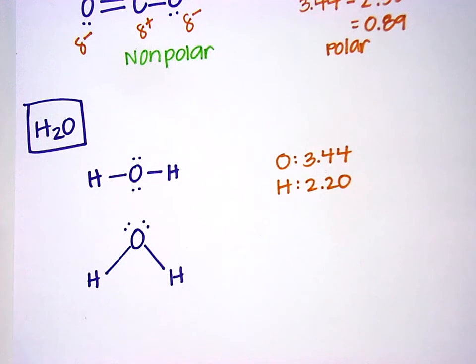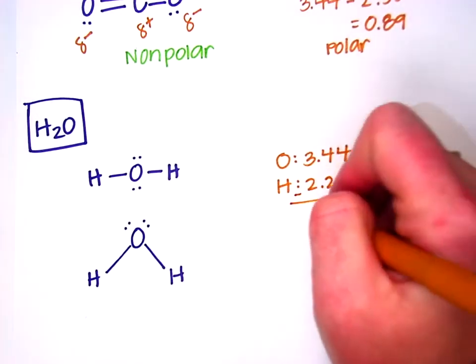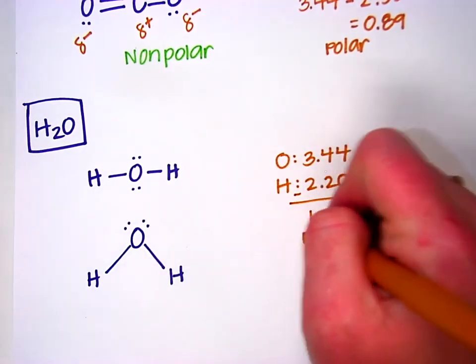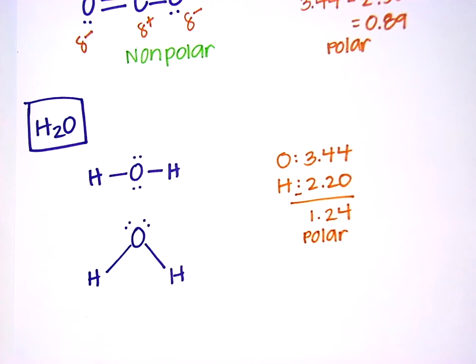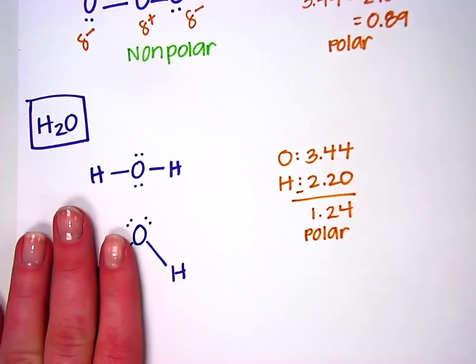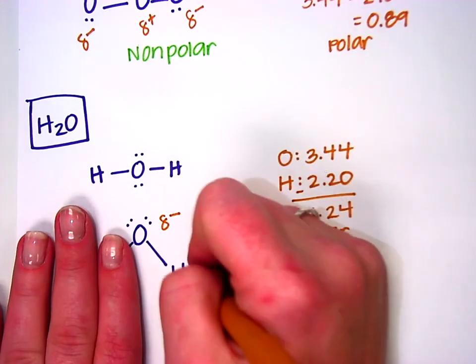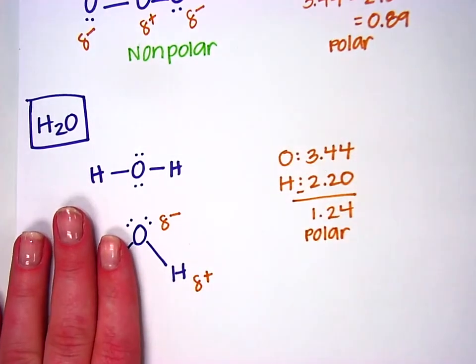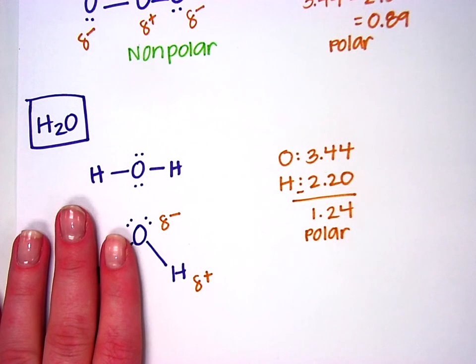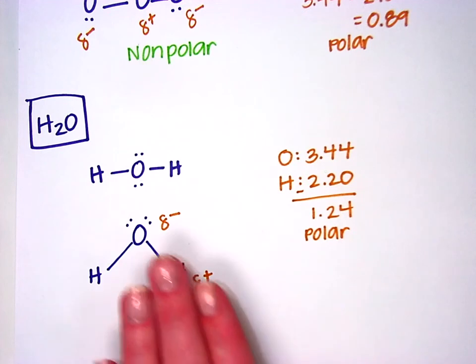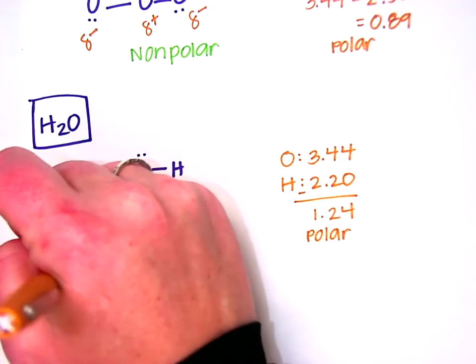If we do our math over here, large number minus small number, we get a difference of 1.24. So they're really different, which tells us that they are definitely a polar bond. When I draw my electronegativity symbols for this individual bond, oxygen is more negative and hydrogen is more positive. That's because oxygen's closer to fluorine. It's also because hydrogen will never be the more electronegative one. It's too small. And then I'll do the other one. Oxygen is more negative, hydrogen is more positive.